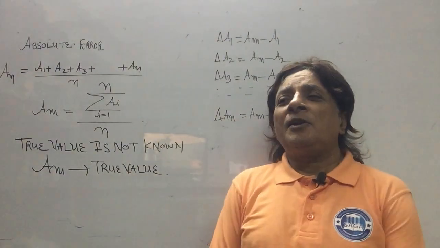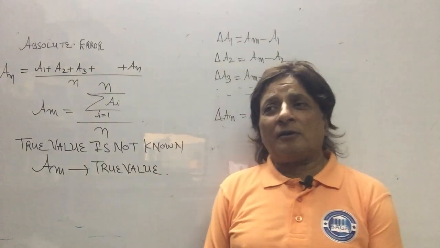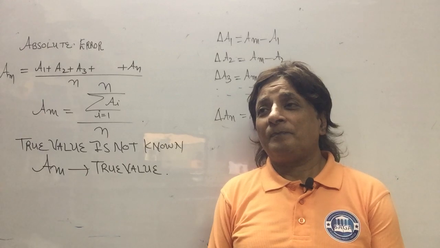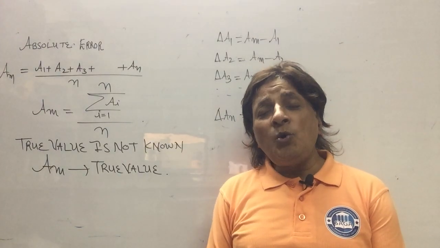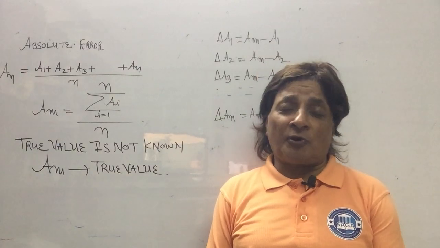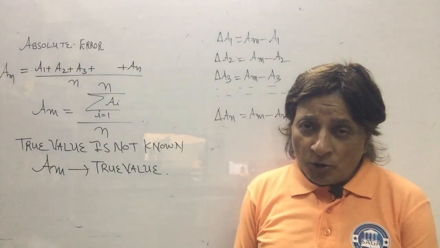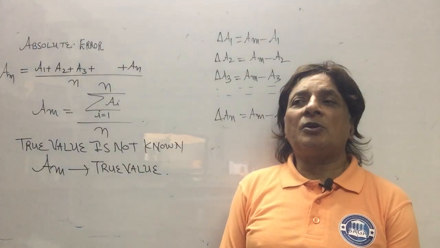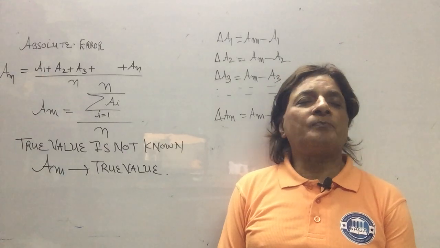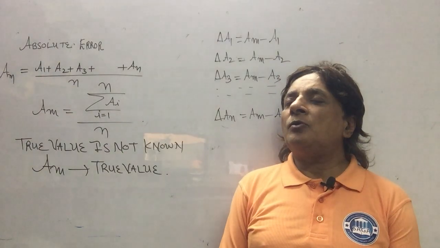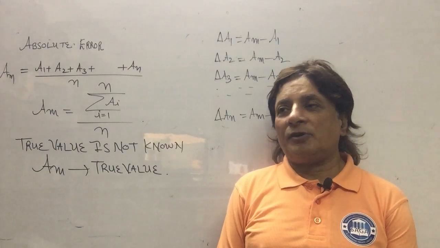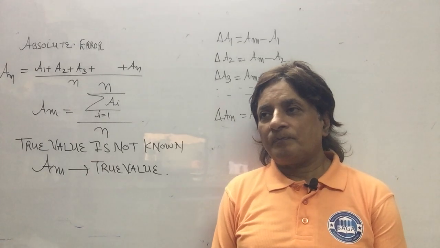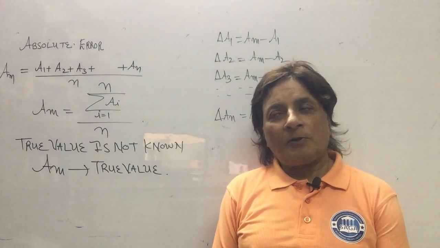True value. If you are not aware of the true value, if you don't have the true value with you, how can you move near to the true value? You can move near to the true value by taking a number of readings, and then you take the mean of that. Makes sense? Is it clear? Yes, sir.